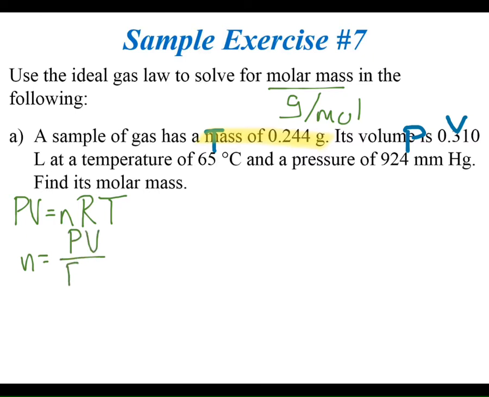So n equals PV over RT. But again, all of our units have to be the same units as R. So which units here do I have to convert? Which ones are not in the units of the gas constant? Millimeters of mercury, right. The pressure should be in atmospheres. So let's do that one first. The pressure currently is 924 millimeters of mercury. And you remember the conversion between atmospheres and millimeters of mercury?